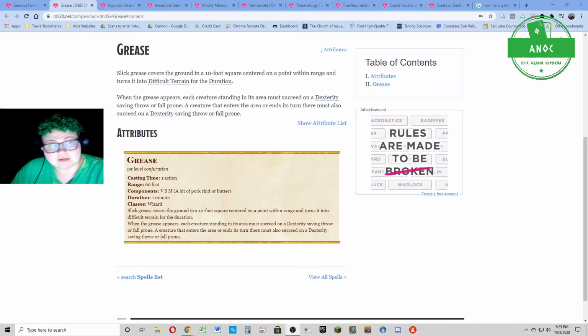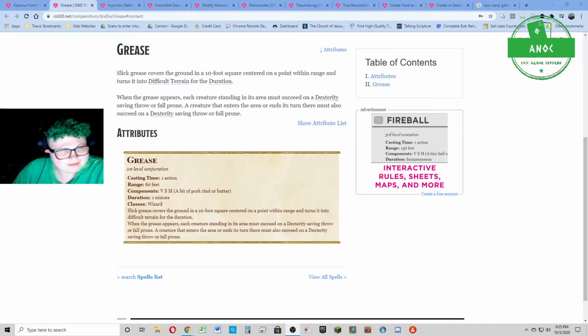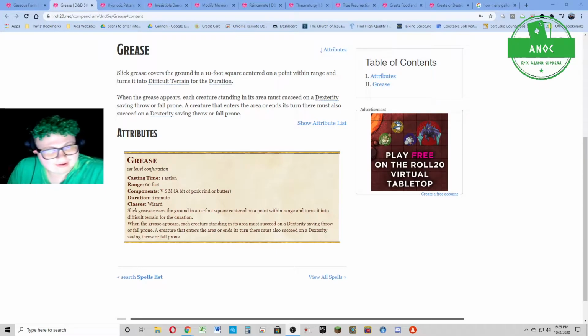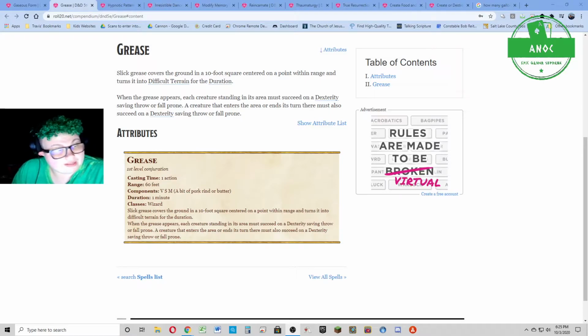Also, you can use bacon as a material component instead of pork rind or butter. Anyway, but they don't really have bacon in D&D, technically.